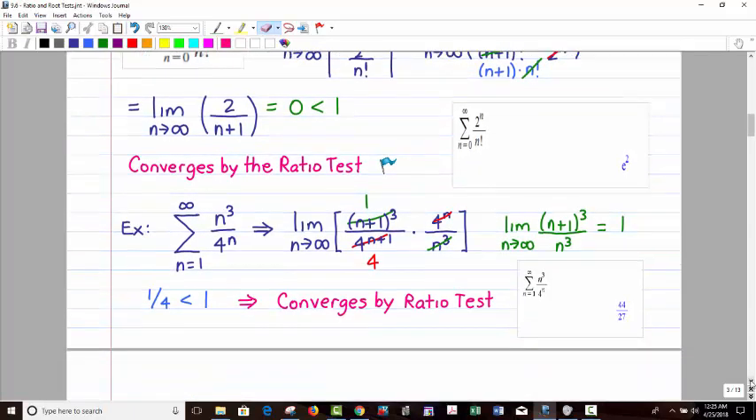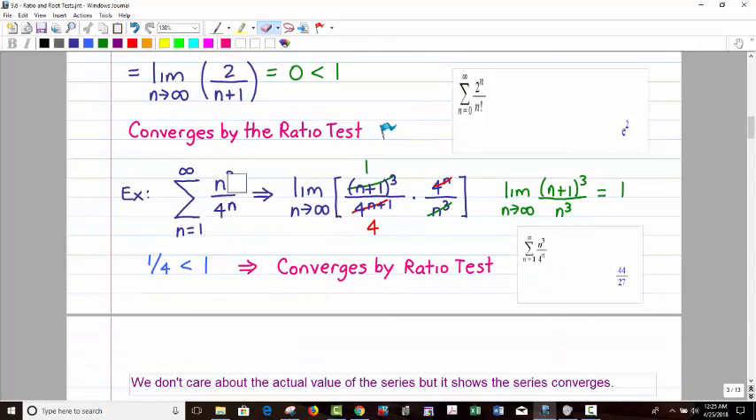All right, let's take a look at this next example. We have n cubed over 4 to the n. So you replace n with n plus 1, so you have n plus 1 cubed over, you replace n with n plus 1 on the bottom, you have 4 to the n plus 1. And then times the reciprocal of the original function. So I'm already going into that shortcut that I mentioned in the last problem. Instead of writing the one big fraction, go ahead and just write the reciprocal of the original right here and save you some effort.